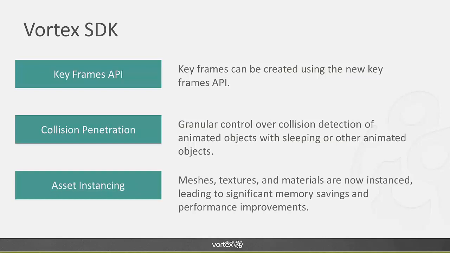And asset instancing, which we've spoken about in the editor demo portion, is also available through the SDK. So you can instance meshes, textures, materials, and this leads to significant memory savings and performance improvements. Every time you instance something that is present more than once, it means you will only load it once to memory, and you're going to see a gain in efficiency.